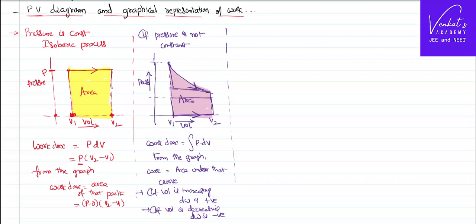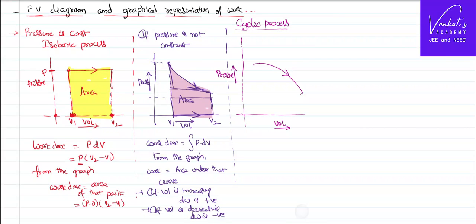Next, let's talk about another scenario, called a cyclic process. A process that goes back to the initial place, wherever it has started, is called a cyclic process. If you draw a graph between volume and pressure in a cyclic process, volume on the x-axis, and pressure on the y-axis, say it starts from somewhere, it goes and comes back.